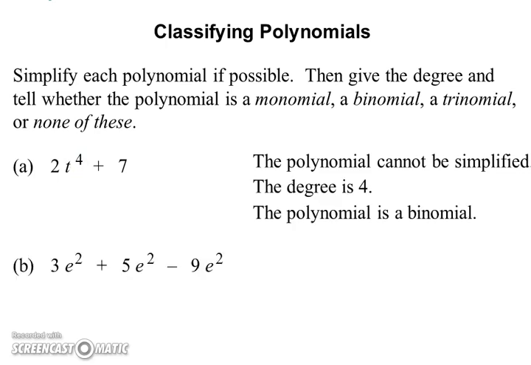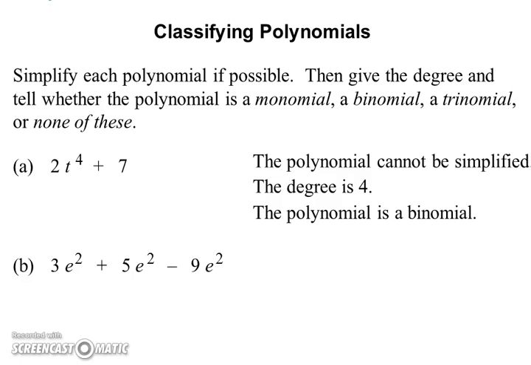In this example, we see the highest exponent is 2, so the degree of the polynomial is 2. Now look at the terms. Are they like terms or are they not like terms? Well, if you look at all three terms, they all have the variable e, and they all are raised to the second power. Because of this, they're called like terms.